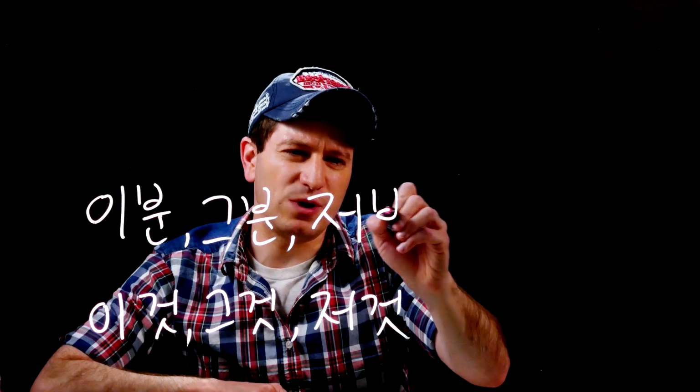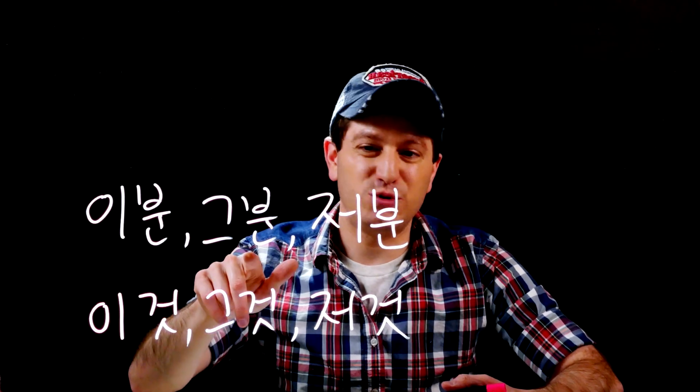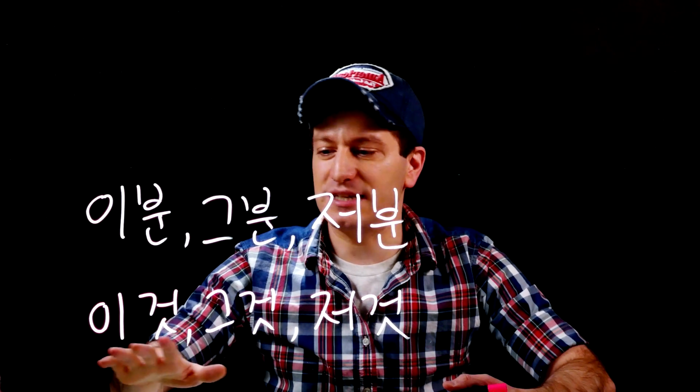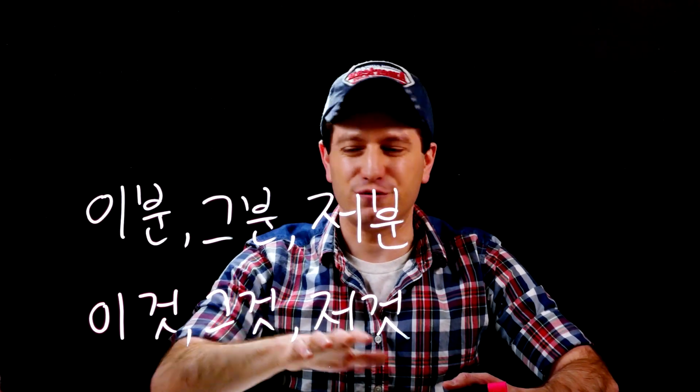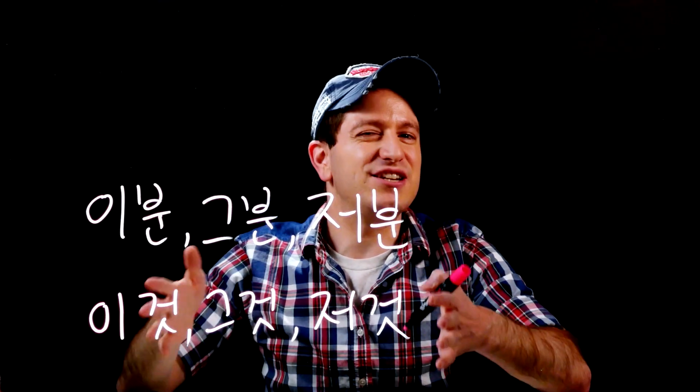Some words are also written together without a space by default. 이분, 그분, 저분, when you're talking about this, that, or that person, as well as 이것, 그것, and 저것, for this thing, and that thing over there. So these are written always without a space.